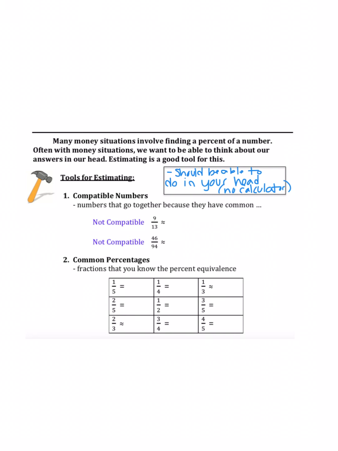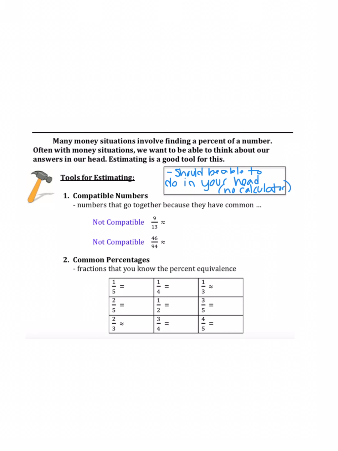So compatible, you've probably heard that word before, right? If two things are compatible, they go well together, they fit well together. So here's an example of two sets of numbers that do not go well together. Compatible numbers are typically used if you had two numbers and you were trying to approximate the percentage that one is of the other. So for example, 9 out of 13, that is not very compatible, right? Those numbers don't go great with one another.